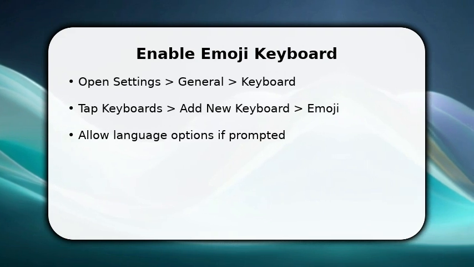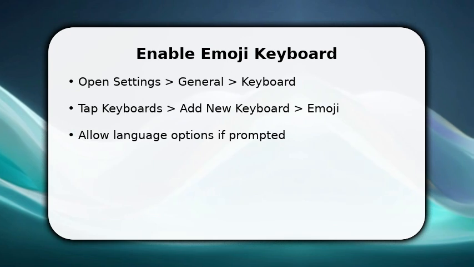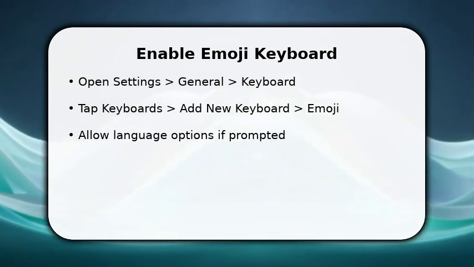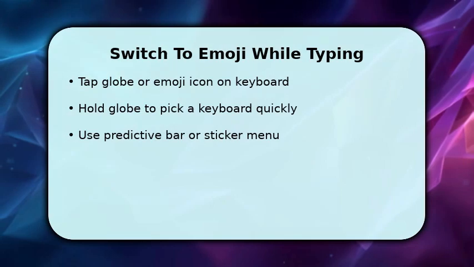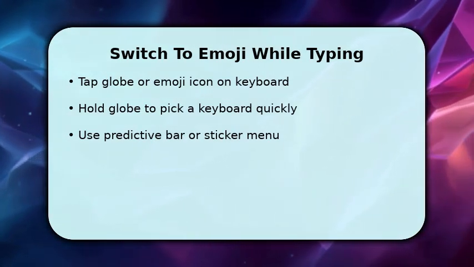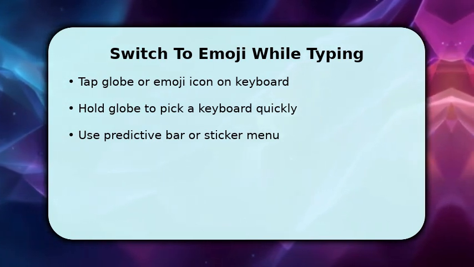If you rely on a third-party keyboard, keep it installed but add emoji as a separate system keyboard so you can switch to it quickly while typing. Once emoji is added, open any app with text input. You switch keyboards by tapping the globe or emoji icon near the spacebar. Hold the globe to pick directly if you have multiple keyboards.